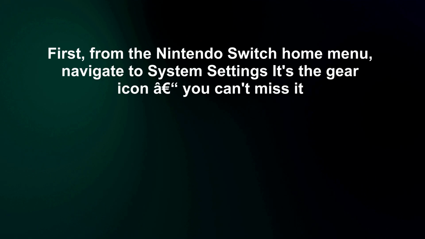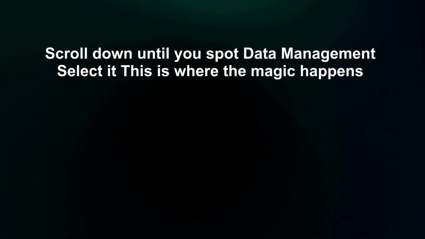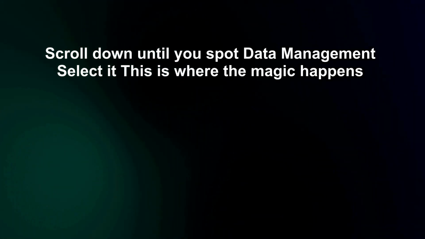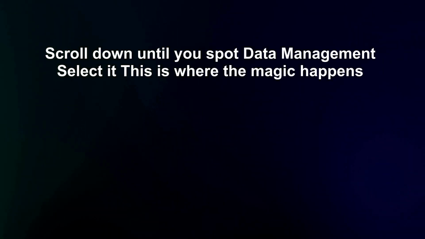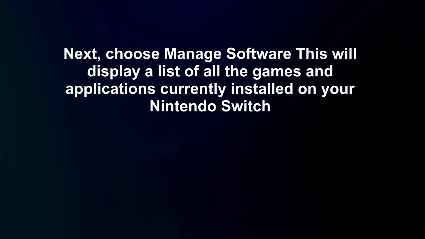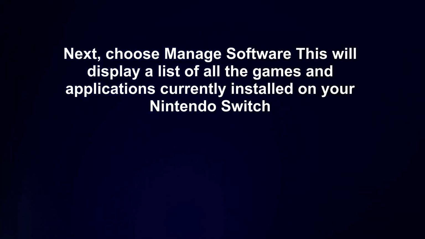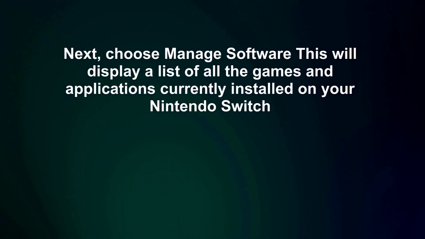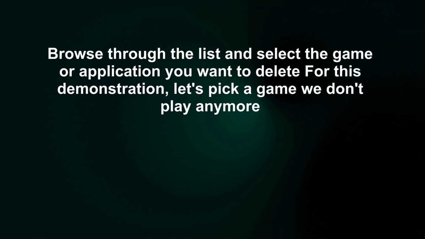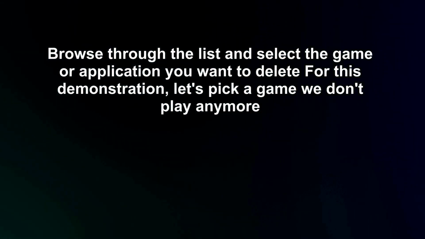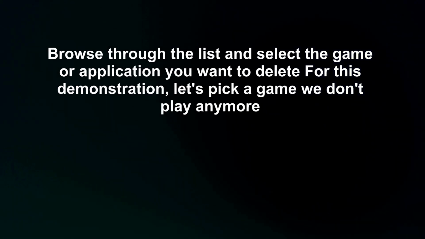It's the gear icon. You can't miss it. Scroll down until you spot Data Management selected. This is where the magic happens. Next, choose Manage Software. This will display a list of all the games and applications currently installed on your Nintendo Switch. Browse through the list and select the game or application you want to delete for this demonstration.